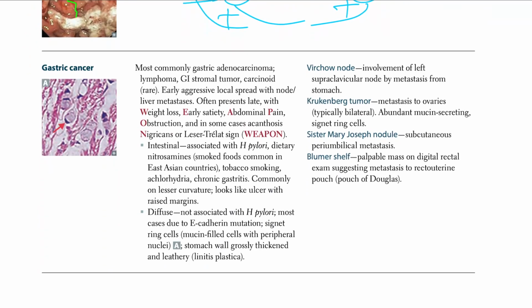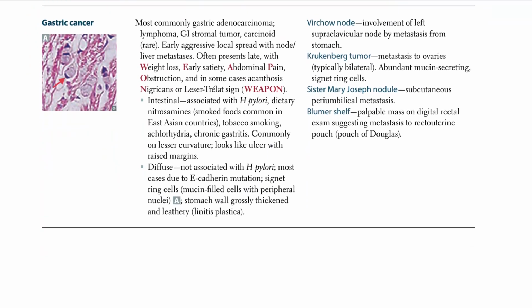Okay, coming to the gastric cancer. Well, the gastric cancer is most commonly gastric adenocarcinoma, lymphoma, GI stromal tumor, carcinoid, that is rare. Early aggressive local spread with node and liver mets, often presents late with weight loss. So it does present late, with weight loss as normal. With all cancers, you have weight loss. Early satiety and abdominal pain.